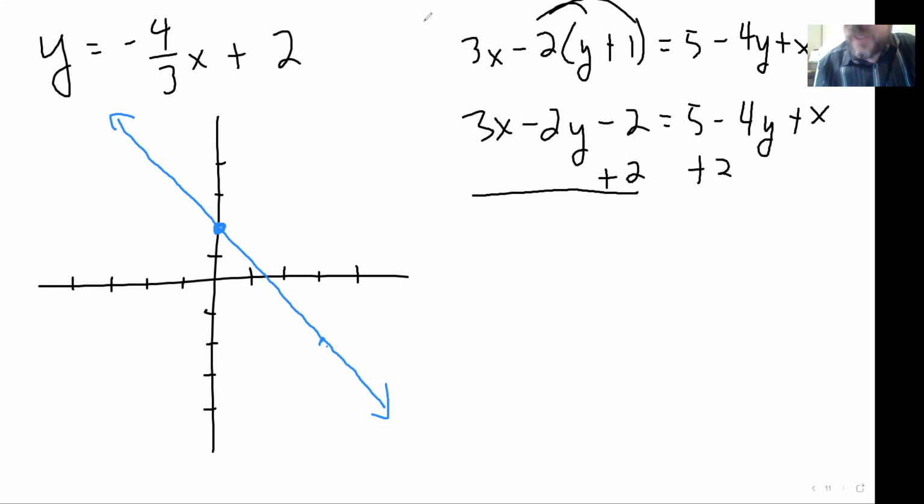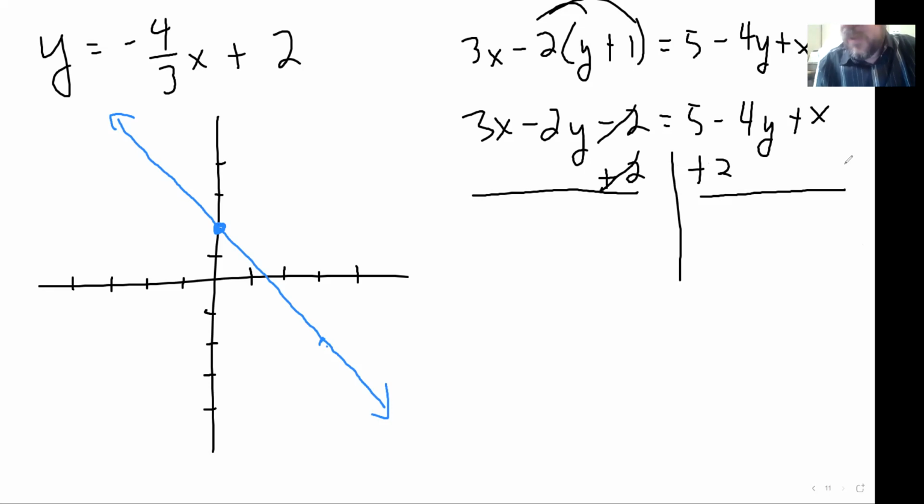Now, the placement I'm doing with the +2s, and I want to be very clear on this, it's a +2 on each side of the equal sign, right? I wouldn't put a +2 here and then another +2 here, because I would be adding 2 on the left side twice and on the right side not at all. So the thing I want to do is put a +2 on each side of the equal sign here. All right, so on the left side, the +2 and the -2 cancel out.